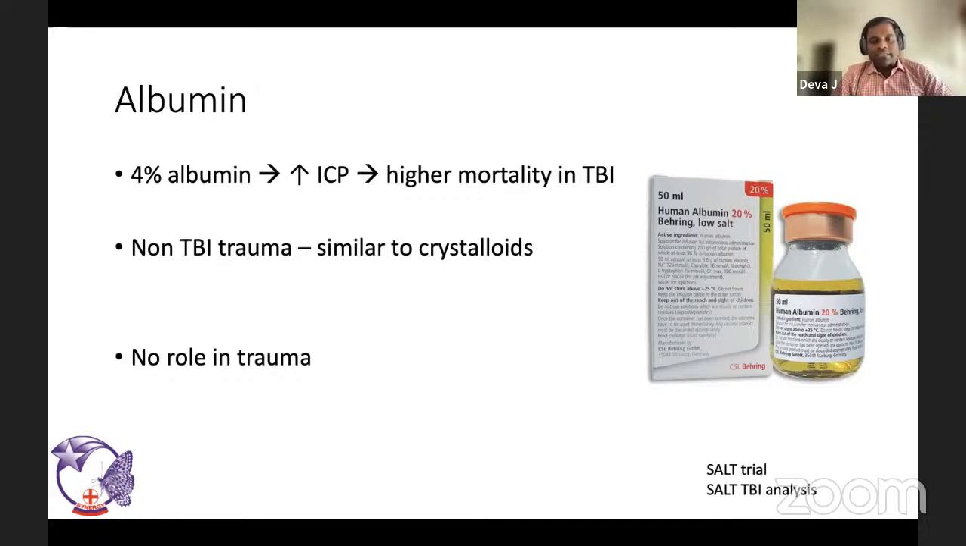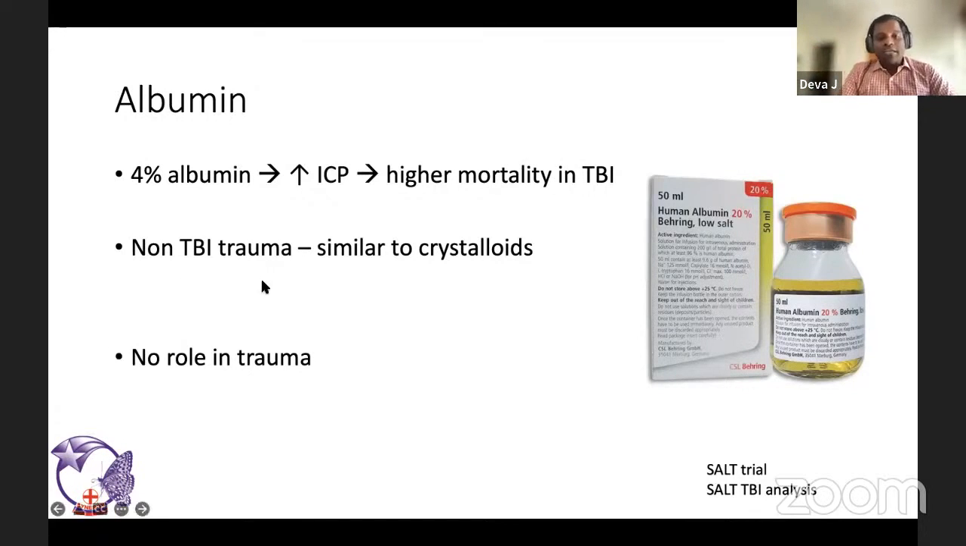It's human, it's not synthetic, and it's readily available as well, at least in our country. 4% albumin, if given in trauma, can increase intracranial pressure. At least one study, the SALT TBI analysis, which is a sub-study of the SALT trial, showed that raised ICP was the main reason for the higher mortality in patients with traumatic brain injury, head injury. So albumin is contraindicated. I will not say don't use, not beneficial, etc. It's contraindicated in patients with traumatic brain injury.